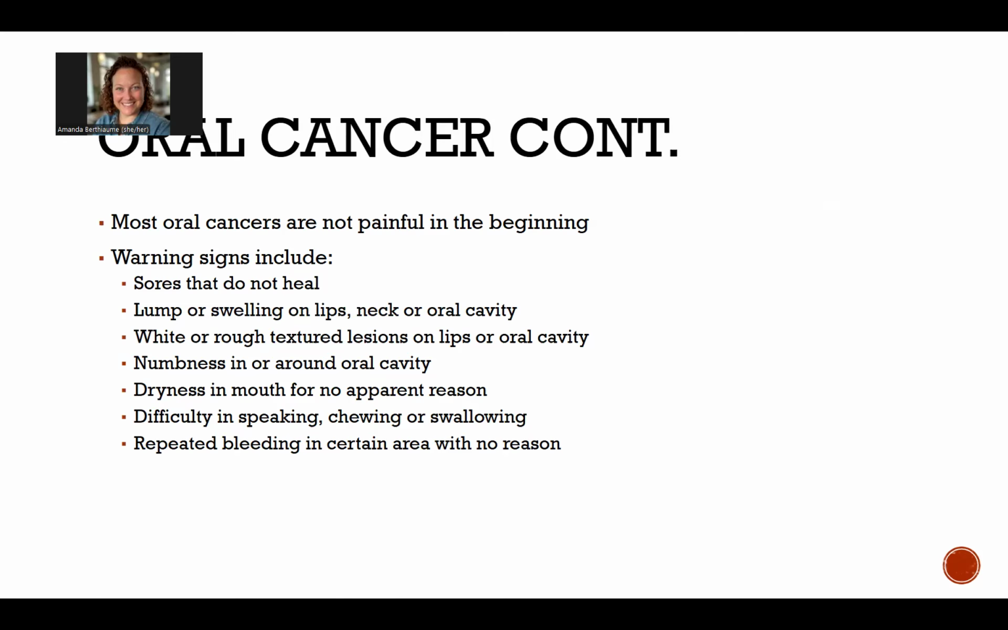If there's a lump or swelling in the lips, neck, or oral cavity, white or rough textured lesions on the lips or anywhere in the mouth, numbness in or around the oral cavity, dryness for no reason, which could be an issue with the salivary glands or tumors in the salivary glands, difficulty speaking, chewing, or swallowing, and repeated bleeding for no reason, right? And that's not gingivitis. That is an infection, but it's not oral cancer. But they'll have spontaneous bleeding.